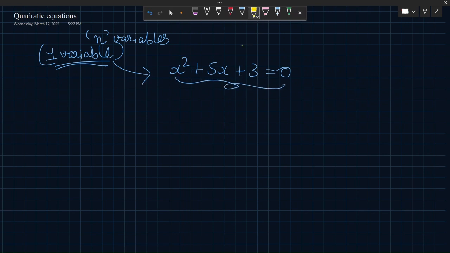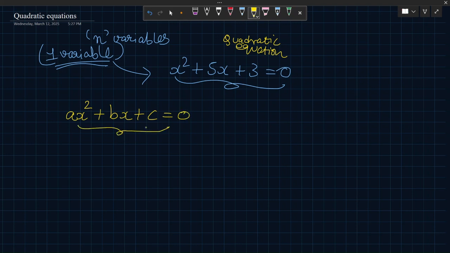I'm sure you must have covered this in high school. This is what we call a quadratic equation. Basically, any equation that looks like this: some number a times x squared plus some number b times x plus some number c equals 0. So any equation that has this form is a quadratic equation in the variable x.